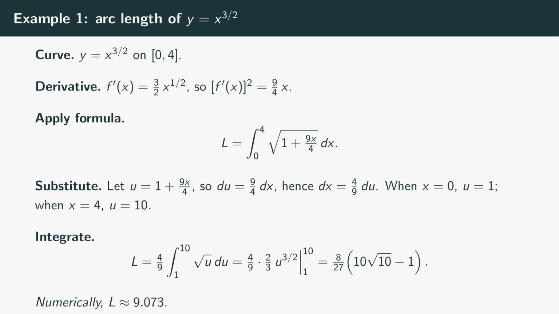Notice why this example was carefully chosen. The derivative f prime of x equals 3/2 times the square root of x squares to 9/4 x, a polynomial. So 1 plus f prime of x squared is a polynomial, and its square root is integrable by a simple u substitution. For most curves, 1 plus f prime of x squared is a mess, and the integral has no elementary form. Arc length integrals are notoriously ugly. We picked a clean one.